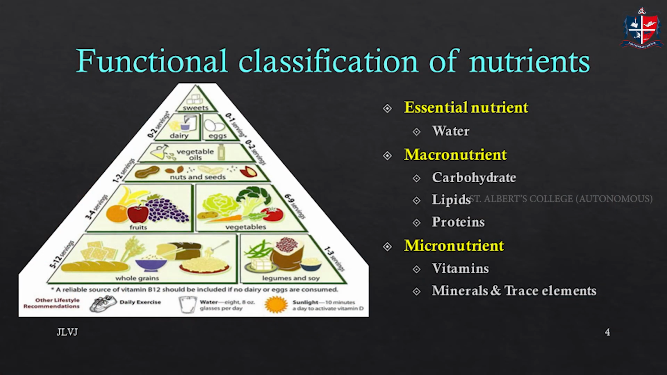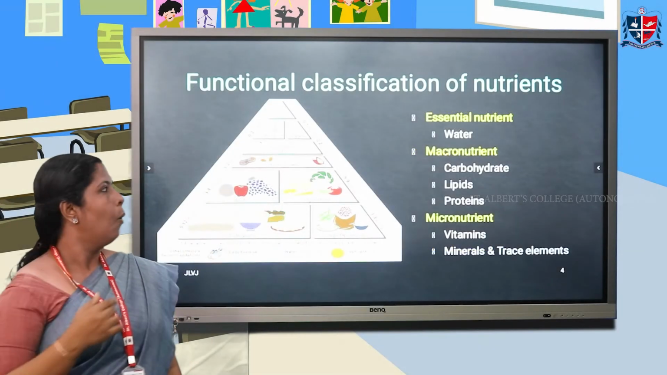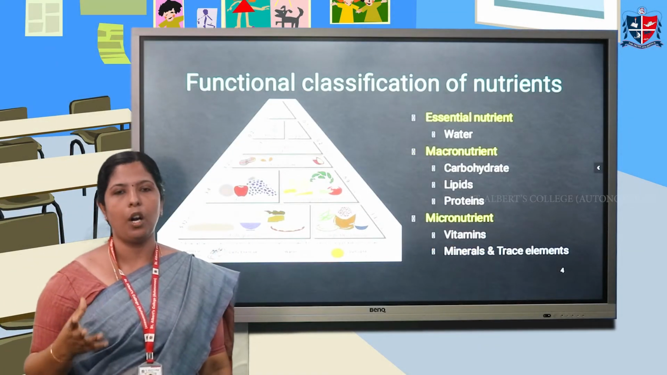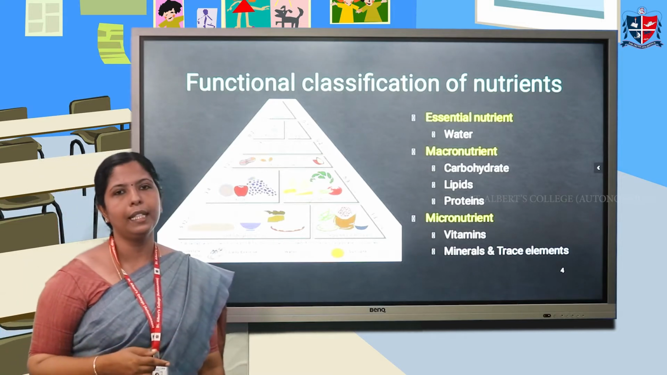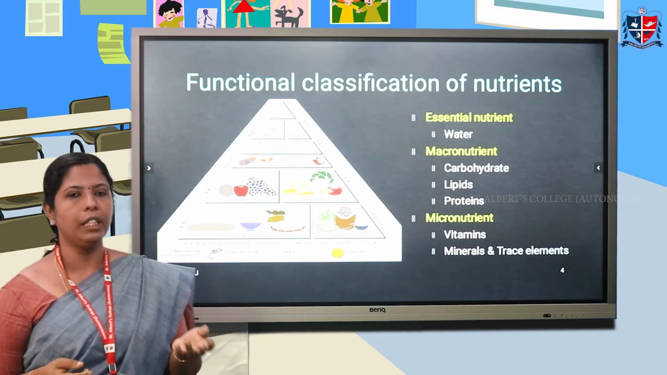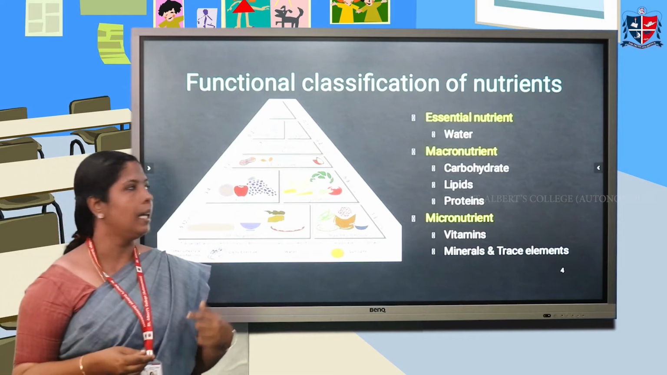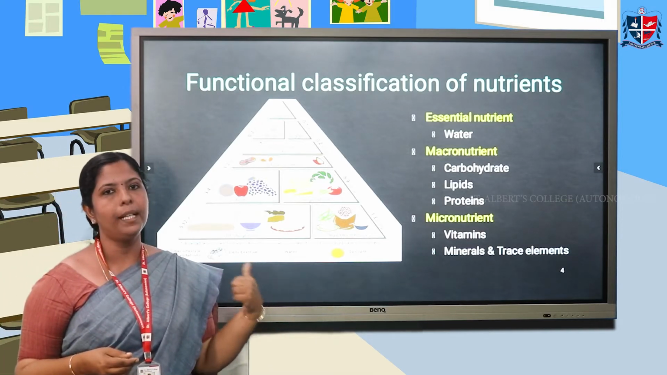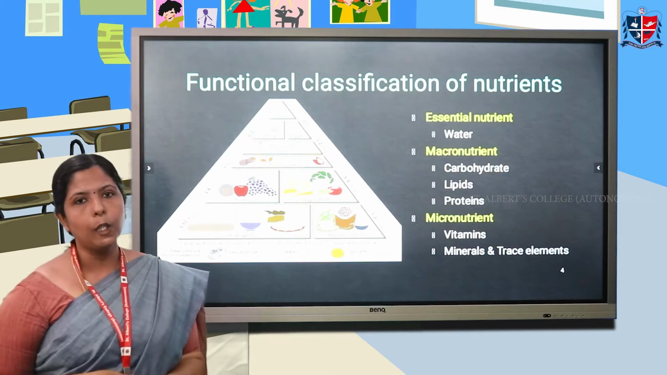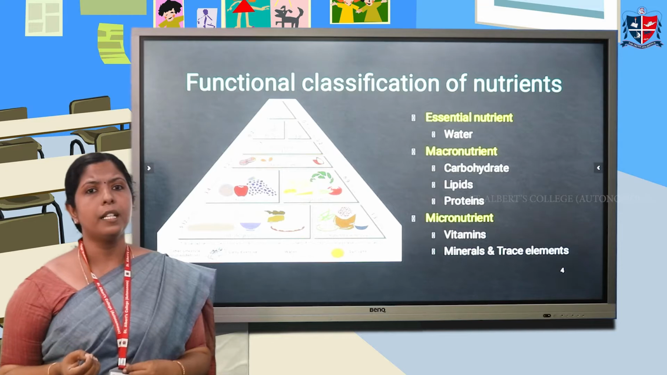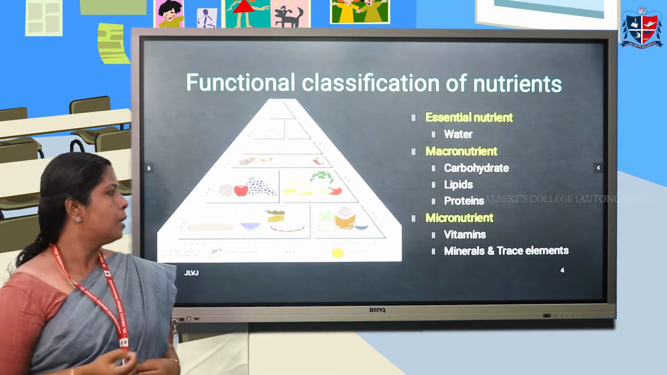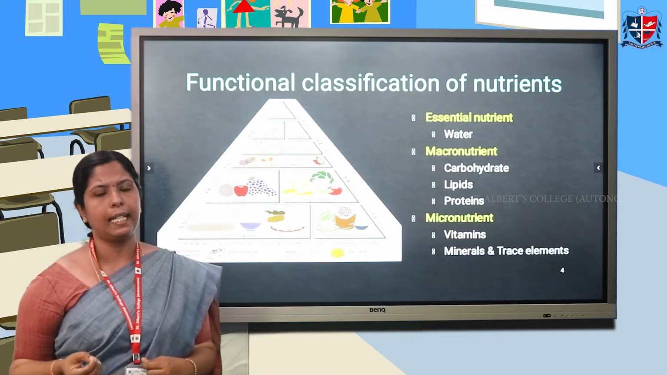Coming to the functional classification of nutrients, it includes six parts. One is the essential nutrient, water, because we cannot survive without water. Then come the macronutrients. As the name suggests, we need to take them in large quantity: carbohydrates, lipids, and proteins. Then come the micronutrients, which are required in very limited quantity, but their absence can render growth impaired. They include vitamins, minerals, and trace elements.